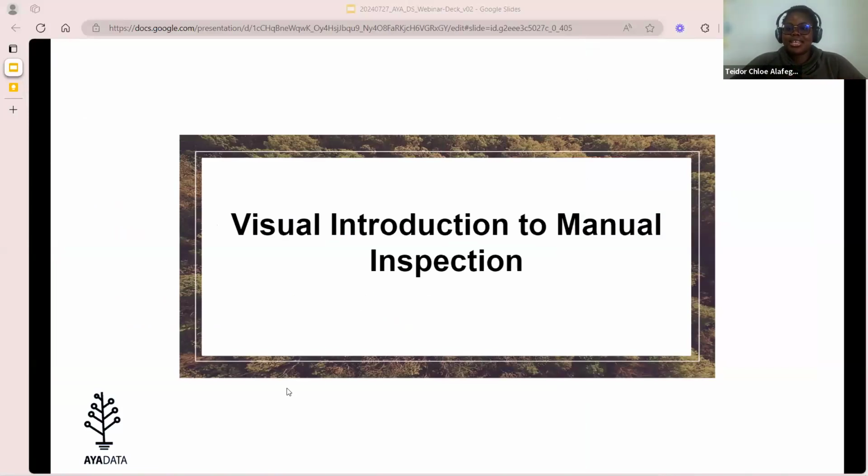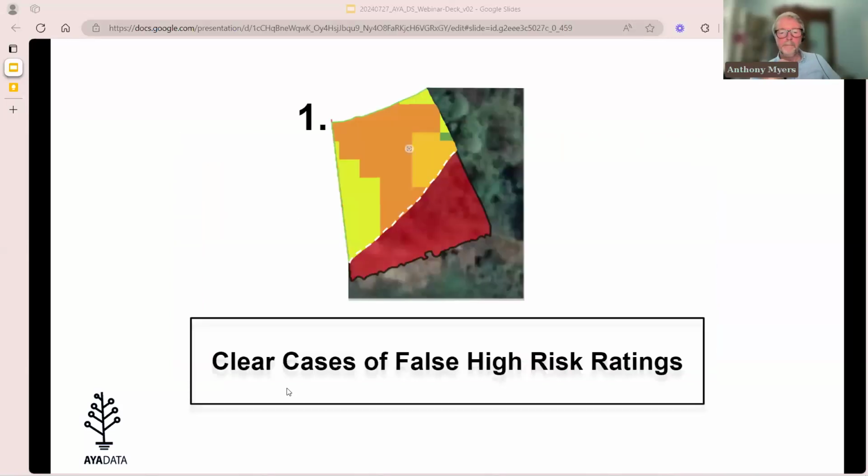Manual inspection is a thorough and detailed method used to verify land cover and deforestation. Unlike automated systems that rely solely on satellite data and pre-existing forest maps, manual inspection involves human expertise to ensure accuracy. Now, with Kenchoko's plight in mind, here's what we discovered. Sometimes automated systems can flag farms as high risk for deforestation inaccurately. Let's look at a clear case where manual inspection reveals the truth.